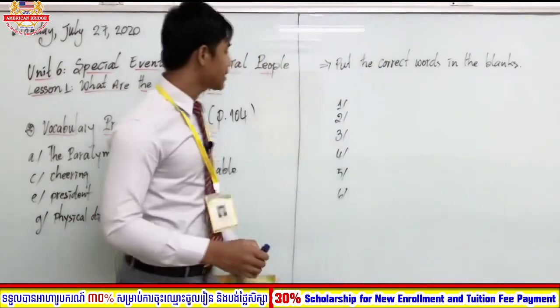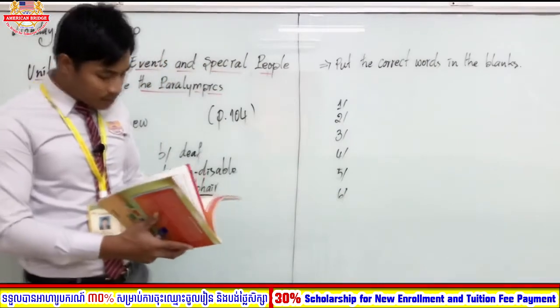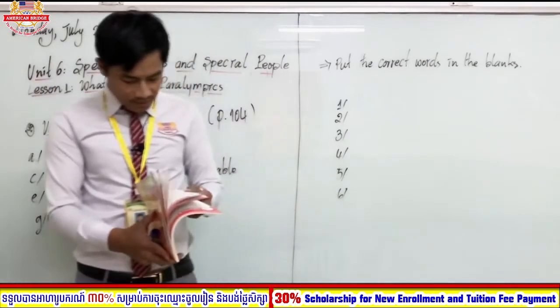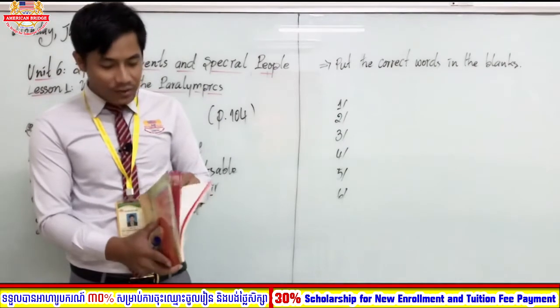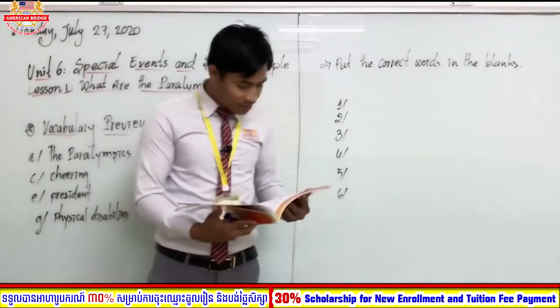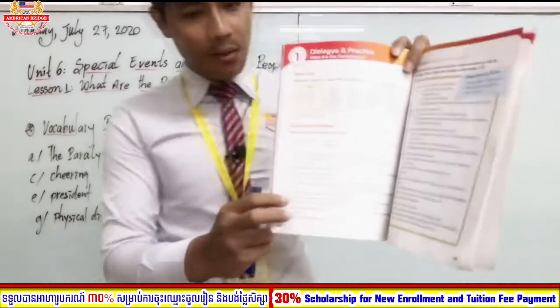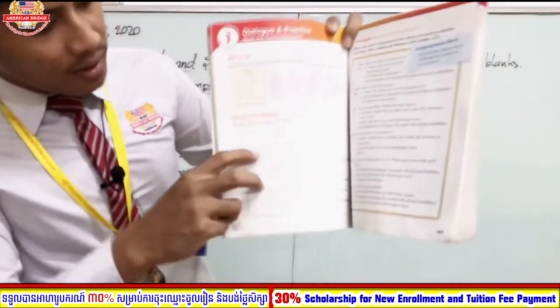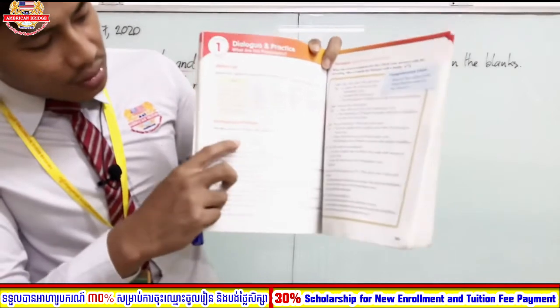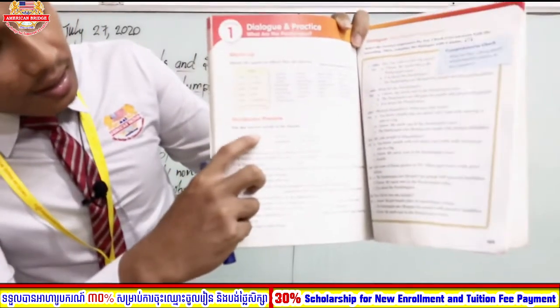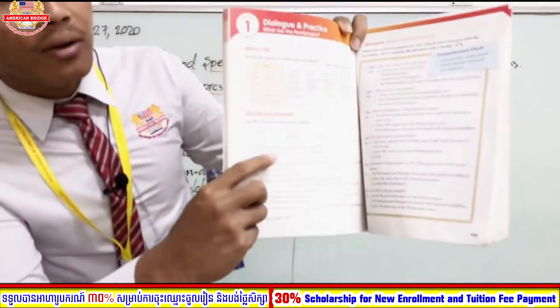Okay. Now let's do the exercise, students. So open your book to page 104 all together. Then you will see the exercise that you are going to do. Okay, over here, students. So you have book. Open your book to page 104. Then you will see the exercise over here. Use the vocabulary in the box to complete into the correct blanks over here.